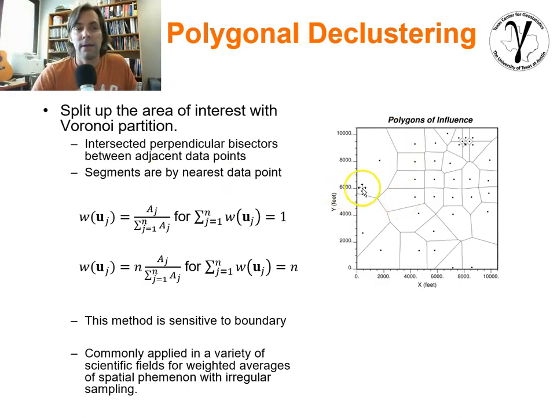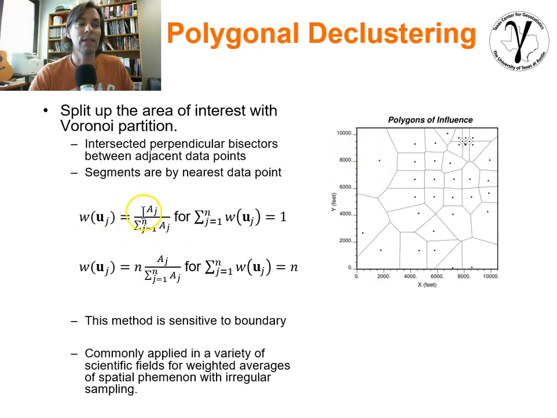Another way to look at them is that this polygon is actually providing a boundary around all of the locations for which this data is the closest data. So that's pretty useful, a good way to think about it. Okay, so what do we do? How do we get a weight? Easy. We get the area of the polygon associated to each data, or datum, I should say.